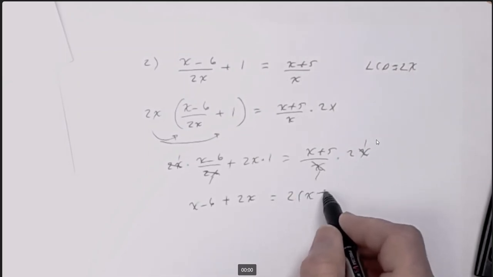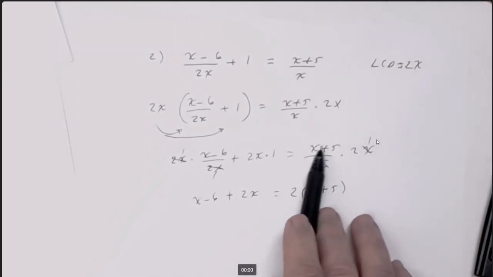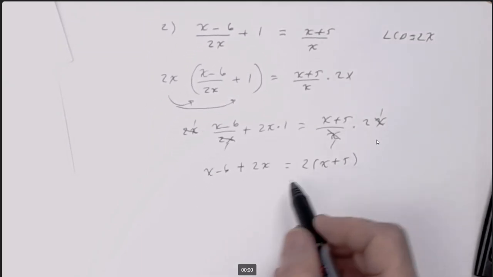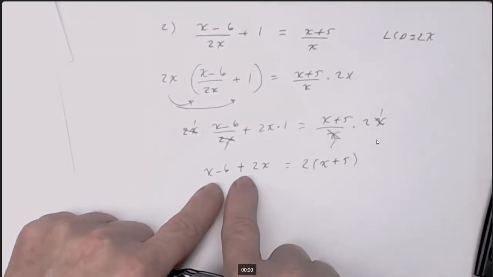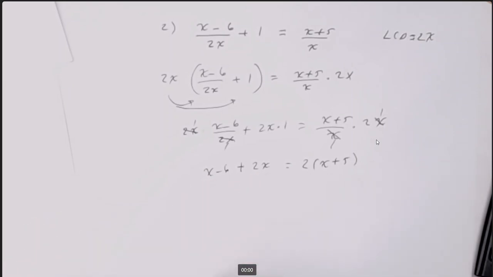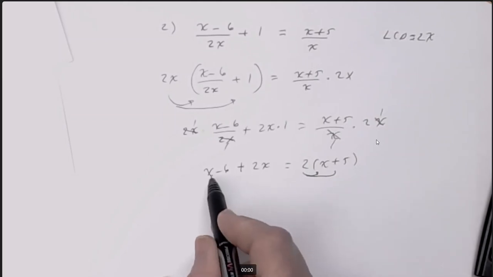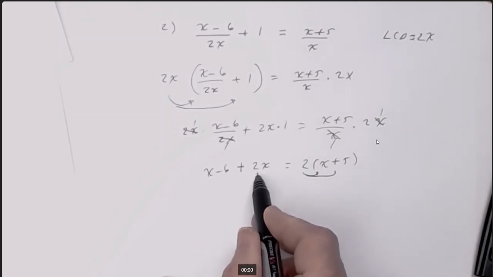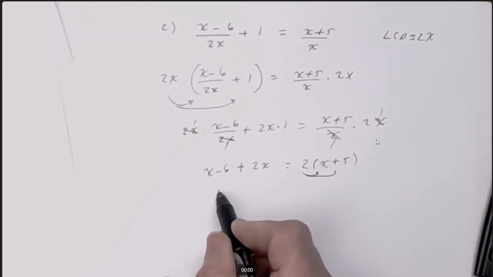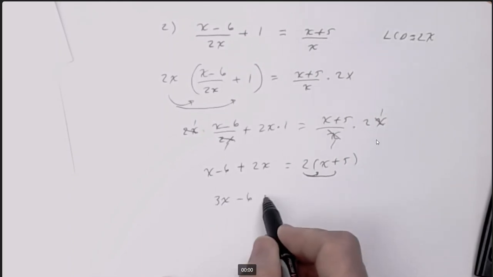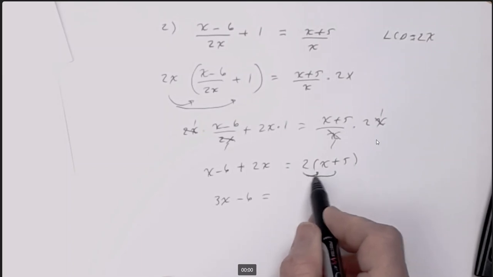Okay, now the next thing I can do is here. On this side, I can combine like terms. And on this side, I'm going to use the distributive property. So x plus 2x is 3x, right? And then 3x minus 6 equal, and over here I get 2x, and then 2 times 5 is 10. All right, so I have this linear equation.